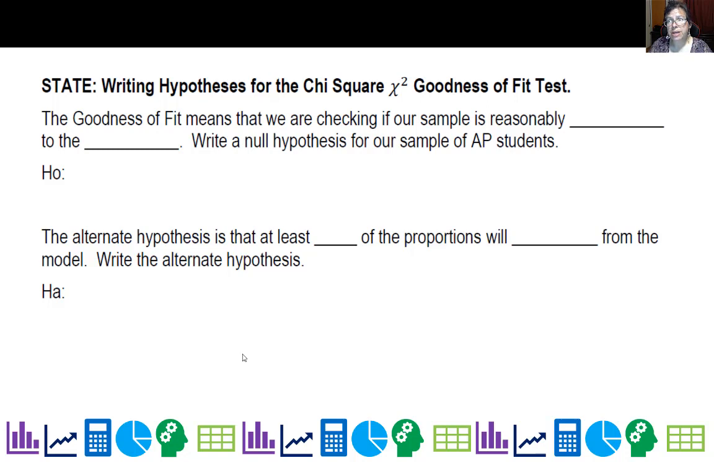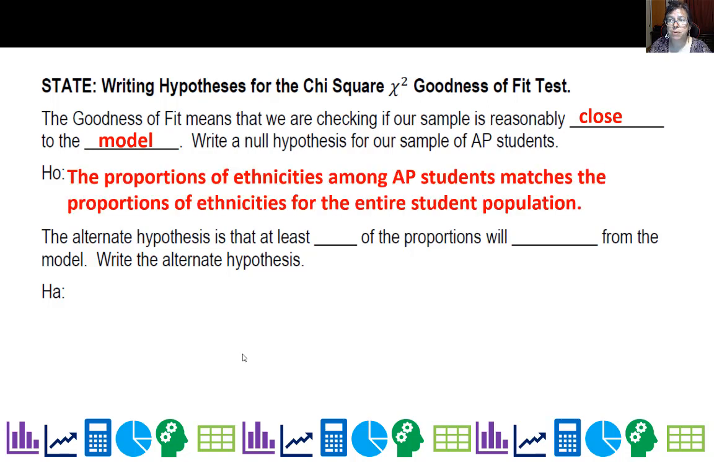So what are we checking? We're checking to see if our sample is reasonably close to our model. So we can write a null hypothesis for our sample of AP students that the proportion of ethnicities among AP students matches the proportion of ethnicities for the entire student population.